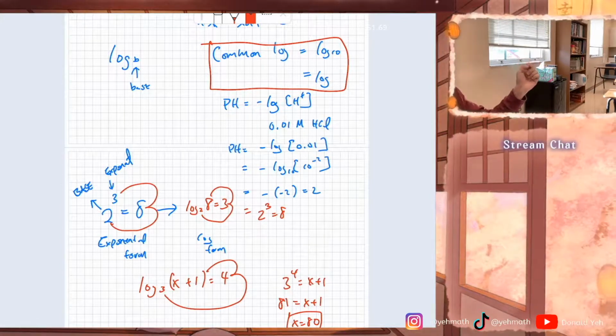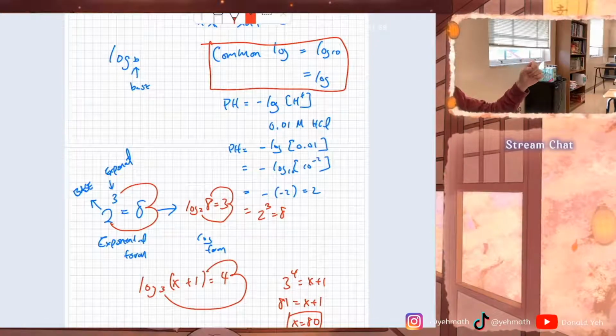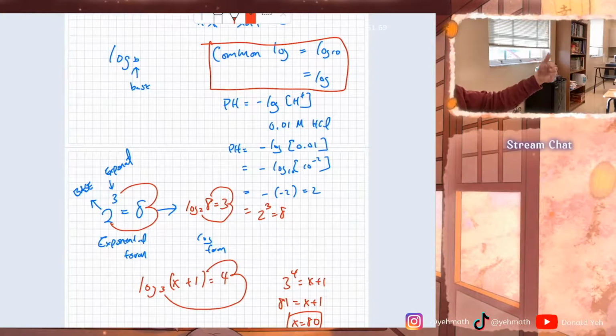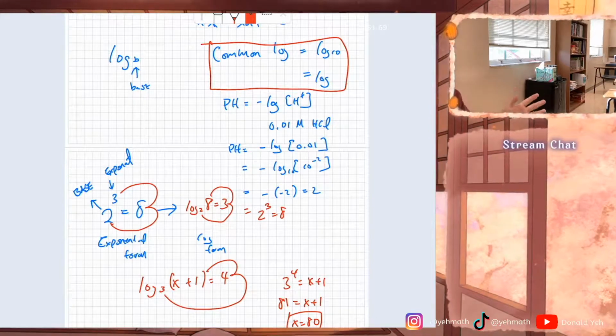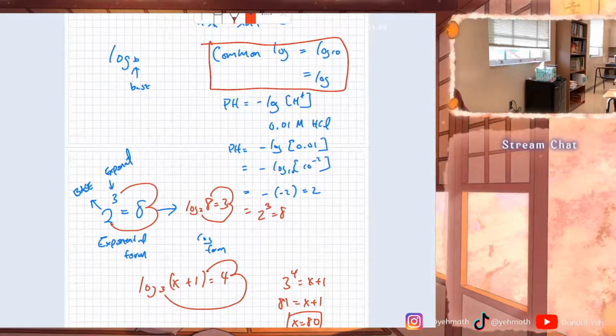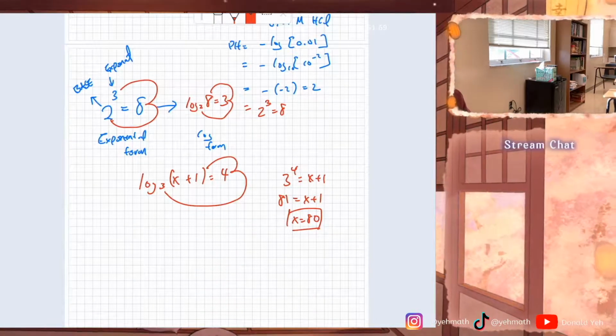Now, if I write down a 3 on the index, then that's going to be the 3rd root, that'll be the 4th root, that'll be the 10th root, that'll be the 11th root. You can have as high a root as possible. It really depends. So this is the 3rd.